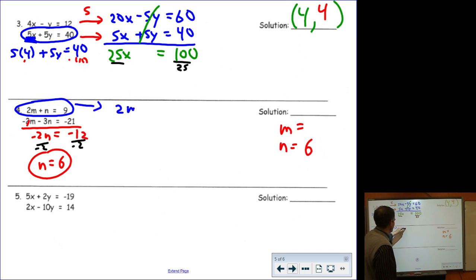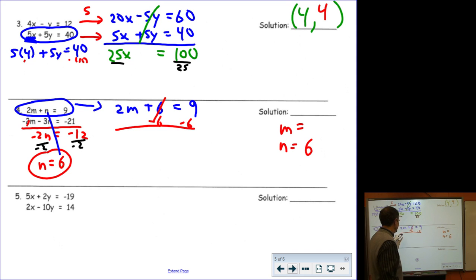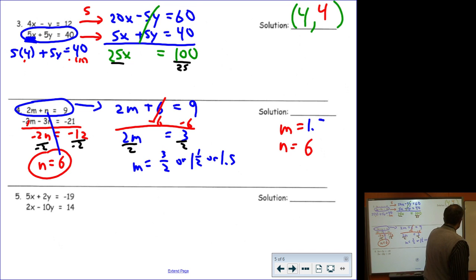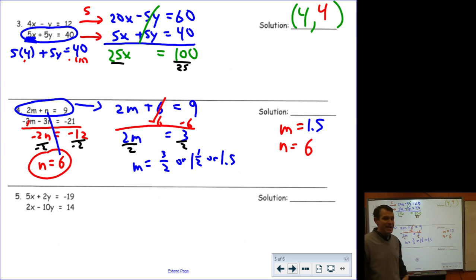So I would have 2m, but instead of plus n, I'm going to put the 6 in for the n and go plus 6 equals 9. And to solve that, I would subtract 6 from both sides, giving me 2m equals 3. I would divide both sides by 2, and I would get m equals 3 over 2, or 1.5. Any way you write it is fine. M equals 1.5, n equals 6.